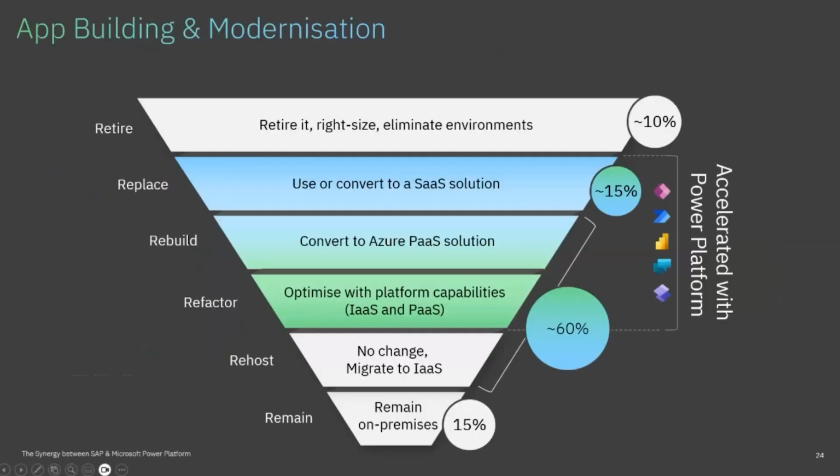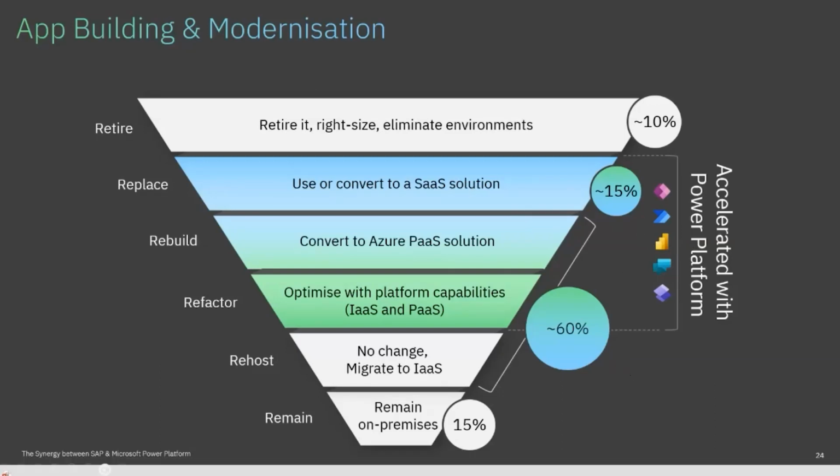Another thing that you want to look at inside your organization is your app modernization strategy. If you've been going through this process for the last 5 years of digital transformation, you've been deciding what remains, rehost, refactor, rebuild, replace, or retire. And you can see the percentages of where these sit. In the middle here, this sweet spot, 60 to 15% across this area, can all be accelerated using the Power Platform.